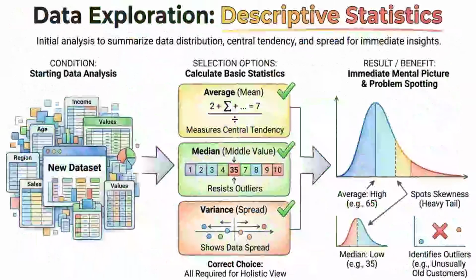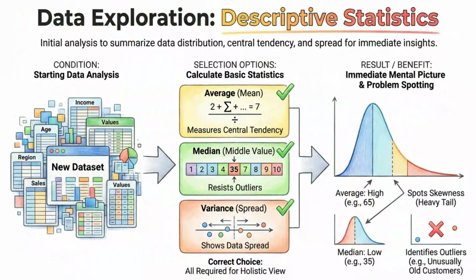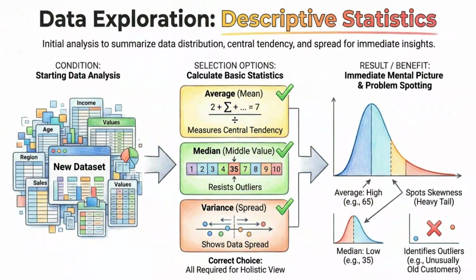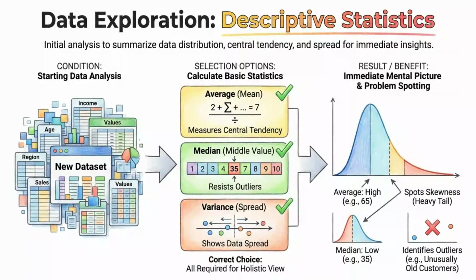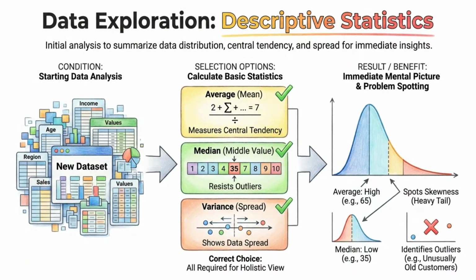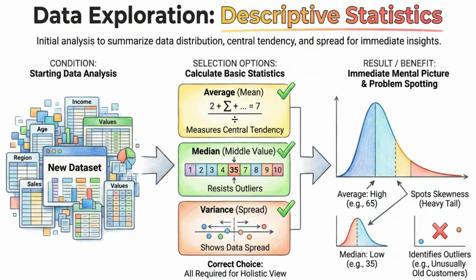When you begin exploring a new dataset, your first step is usually to calculate basic descriptive statistics. This means finding the average value, the middle value known as the median, and understanding how spread out your numbers are using variance. These simple numbers instantly give you a mental picture of what your data looks like and help you spot immediate problems. For example, if the average age in your customer database is surprisingly high, but the median age is low, you immediately know your data is heavily skewed by a few unusually old customers.